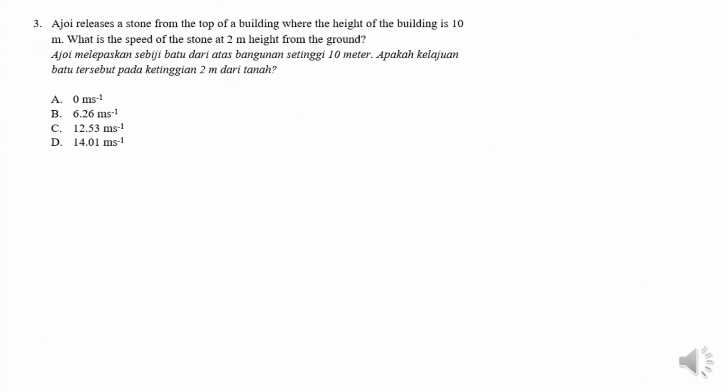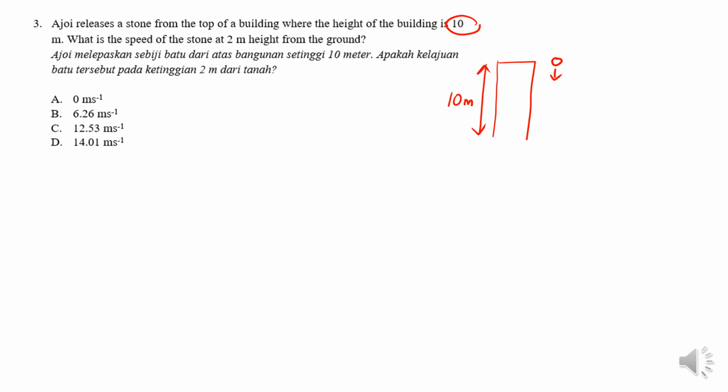Okay, so next up is question number 3. They say Ajar releases a stone from the top of a building, where the height of the building is 10 meters. So we have a building here with the height of 10 meters. And then the stone is released from the top of the building.